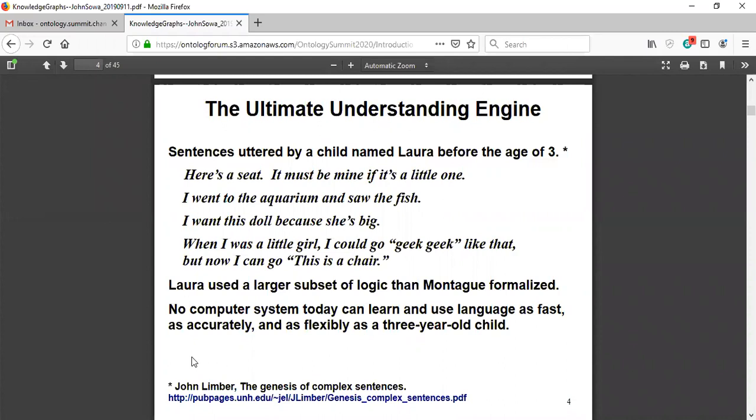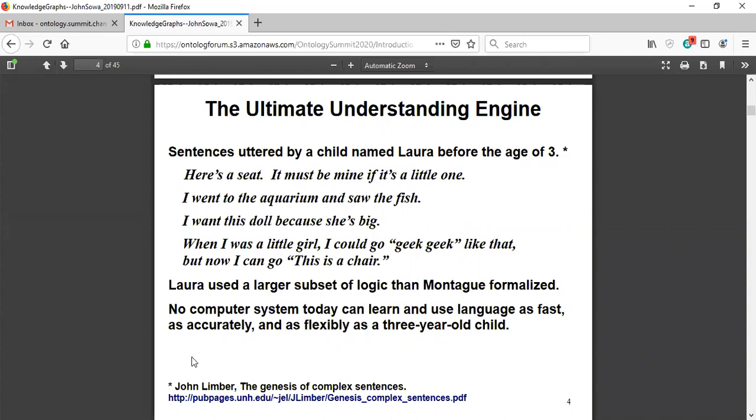And so these are some recorded sentences of what she was saying. Like, here's a seat, it must be mine if it's a little one. And just look at that. She's saying quite a lot of logic in just that one little sentence. Next sentence, I went to the aquarium and saw the fish. Past tense, very nice syntax. I want this doll because she's big.